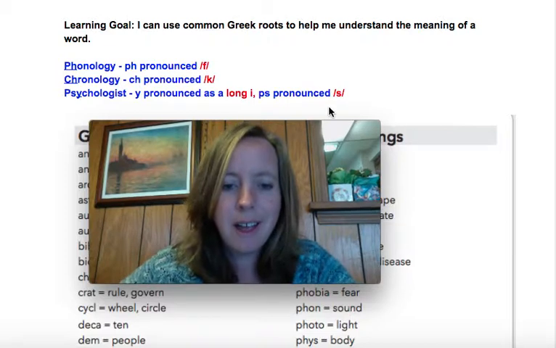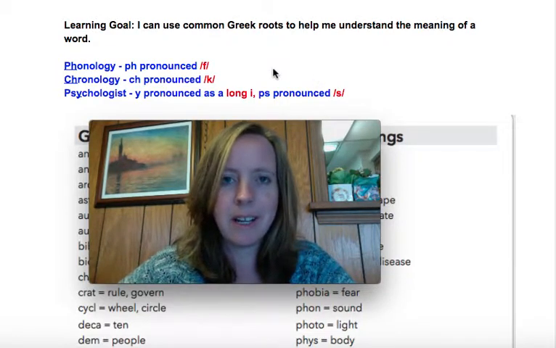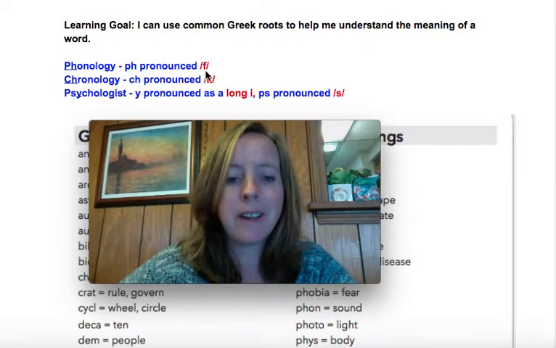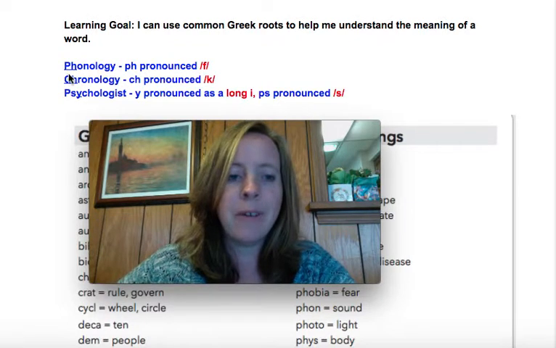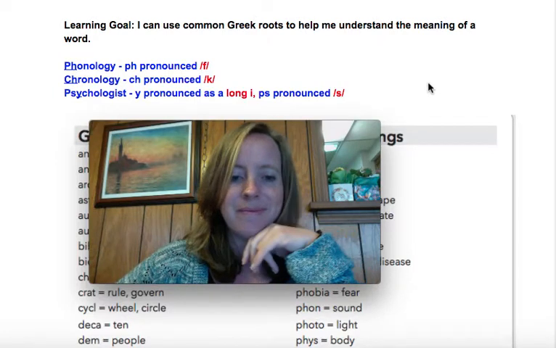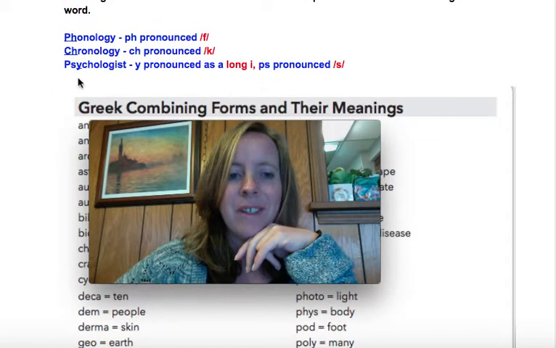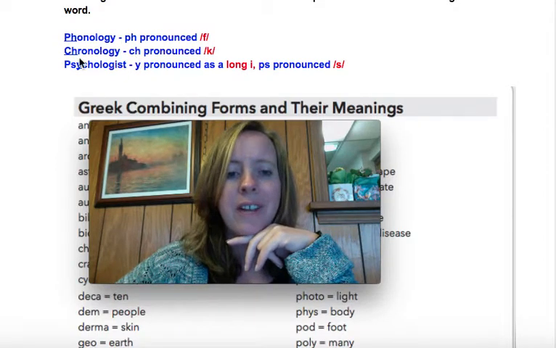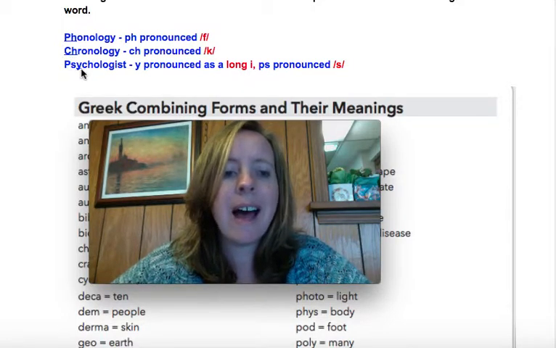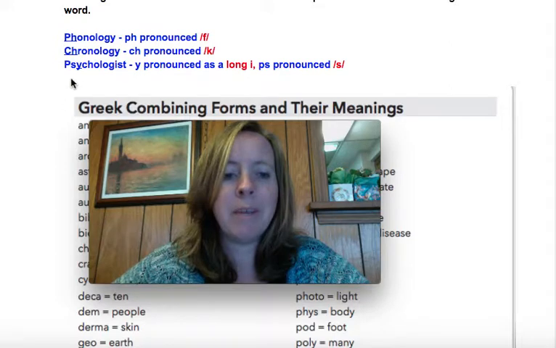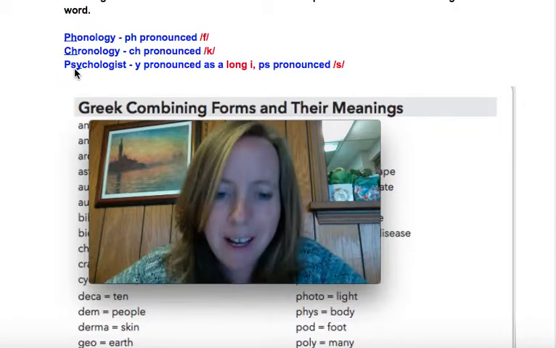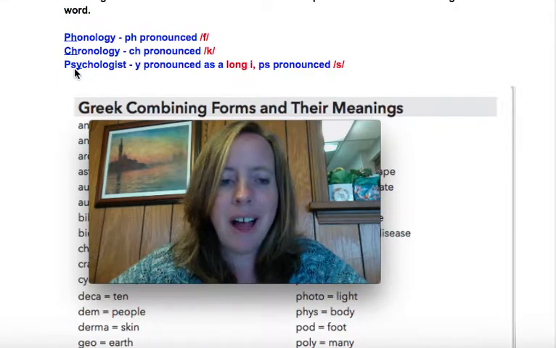So let's take a look at how some of the pronunciation is different than in English. So this PH is pronounced f, like an F. Phonology, or like a telephone. Chronology, that CH is pronounced as a K. And then psychologist. You'll notice that PS is pronounced like an S. You don't pronounce the P, you don't say P, psychologist. And that Y is a long I.